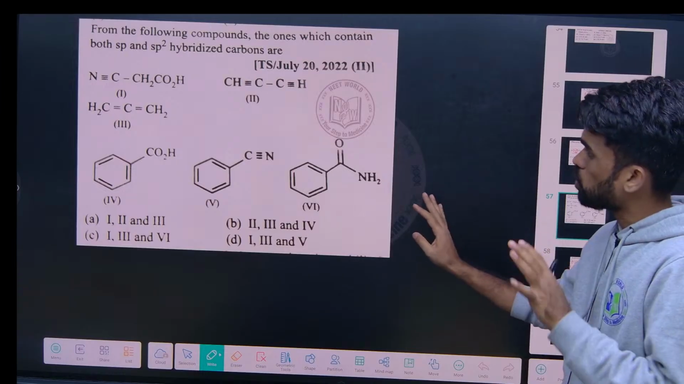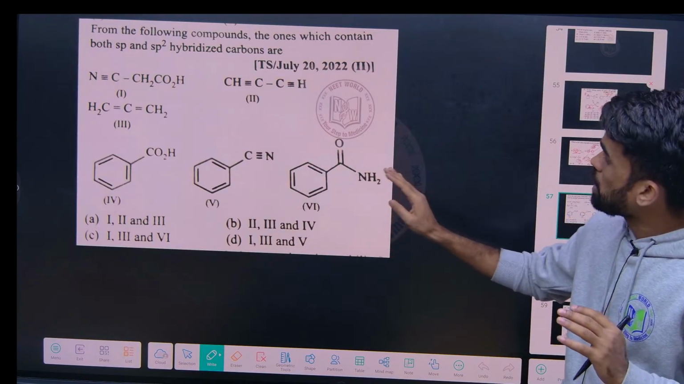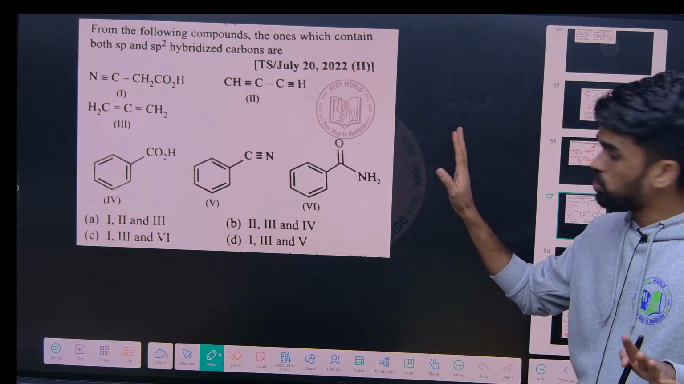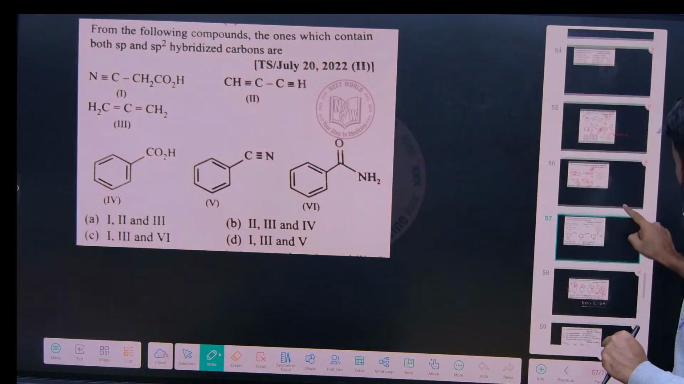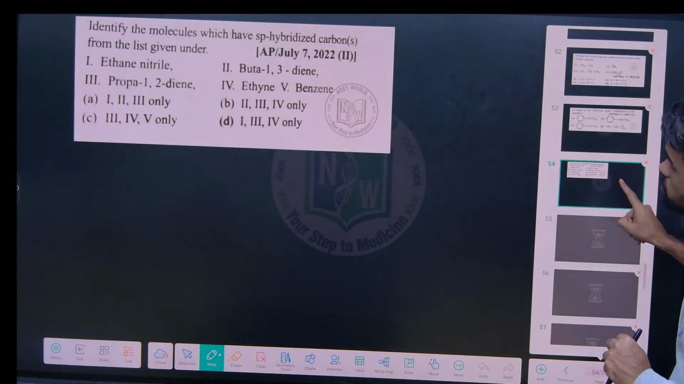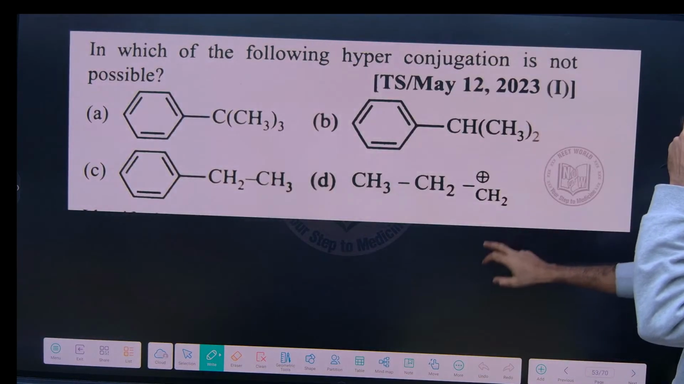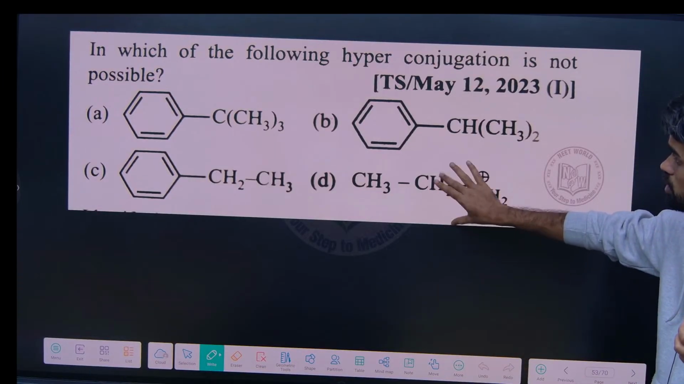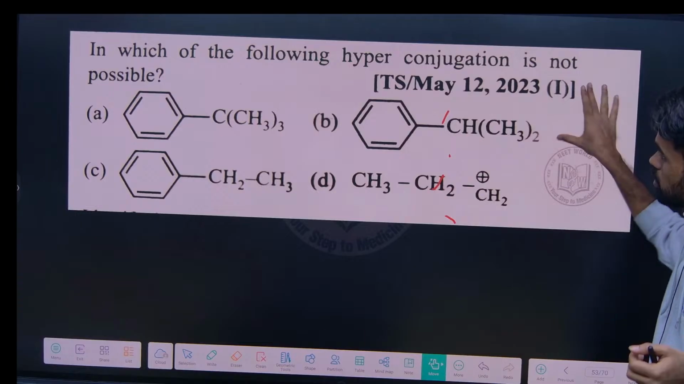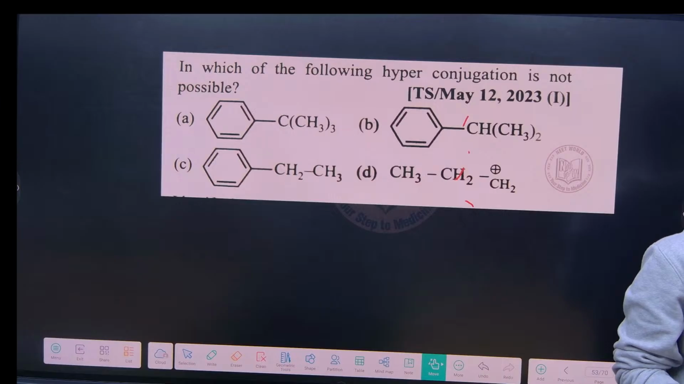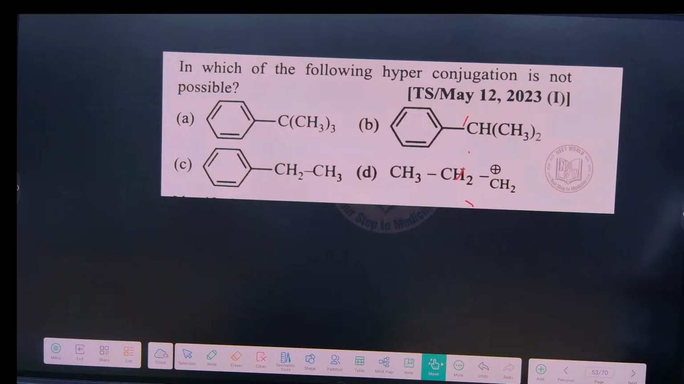This is a simple question. I hope you will answer it: from the following compounds, the one which contains both sp and sp2 hybridized carbons. Easy. I know you are able to answer that. Okay, you can try that. Next. This is also based on hybridization. You can easily answer. Now tell me for this. In which of the following is hyperconjugation not possible? Very easy.